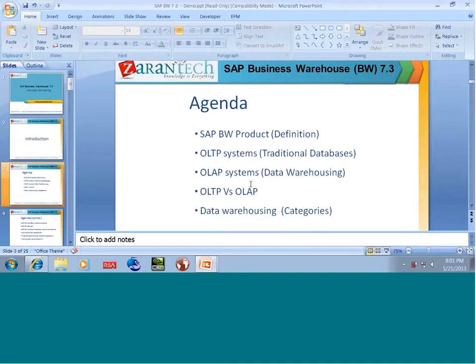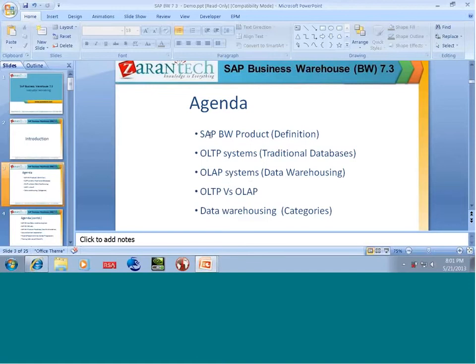As we move on to the next sessions, we will get into deeper concepts of each and every object and technology within SAP BW. So let's quickly go through the agenda for today.